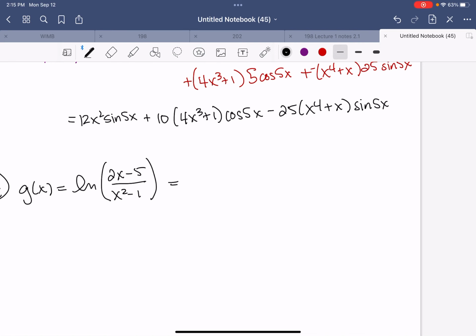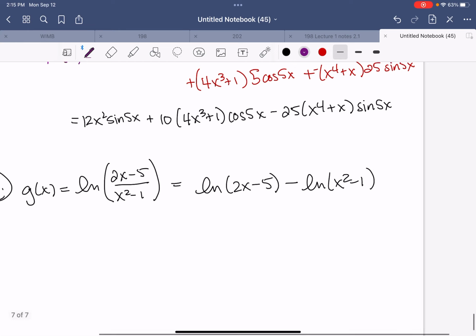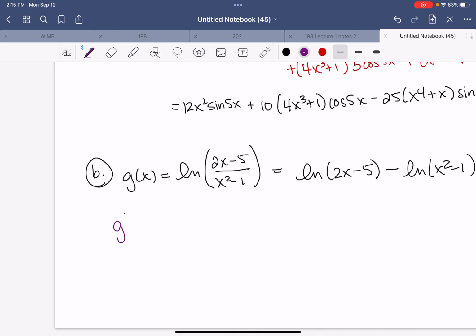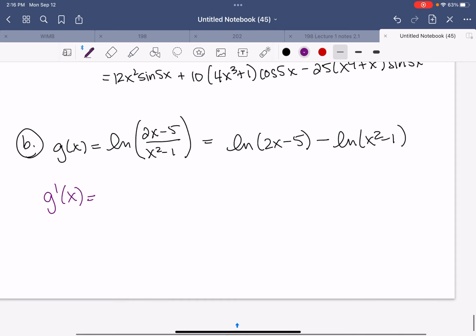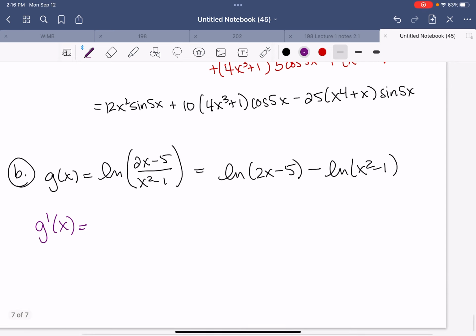We know that when we have the natural log of a divided by b, that's the natural log of a, which is our top, 2x minus 5, minus, because it's division, the natural log of x squared minus 1. And now I've eliminated the need for the quotient rule. So when I find my first derivative, g prime of x, I do need to use a chain rule because each ln has something that's not just an x, but I don't need a quotient rule.